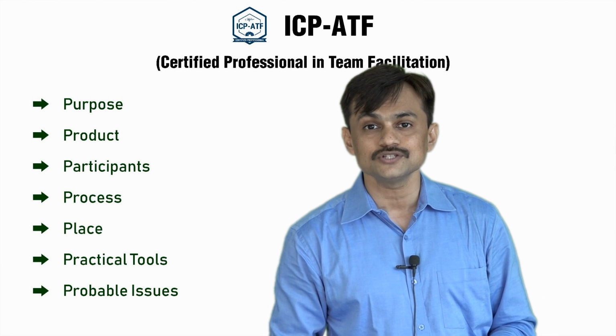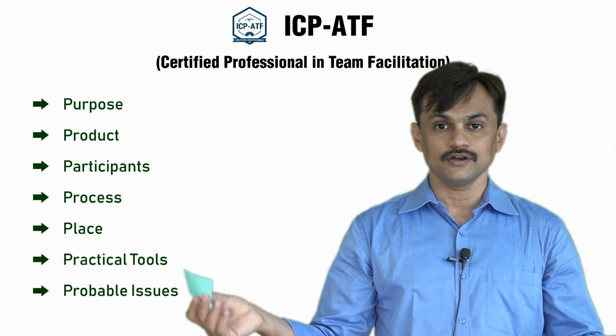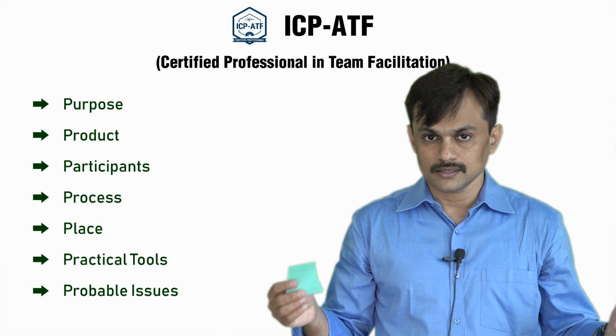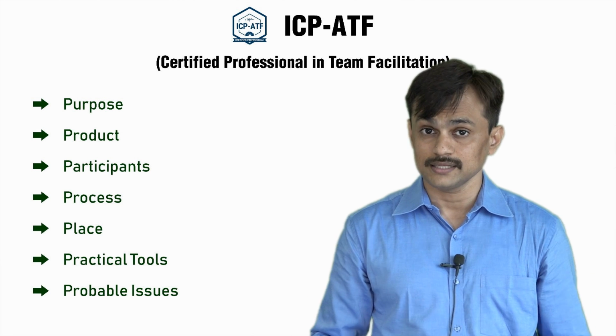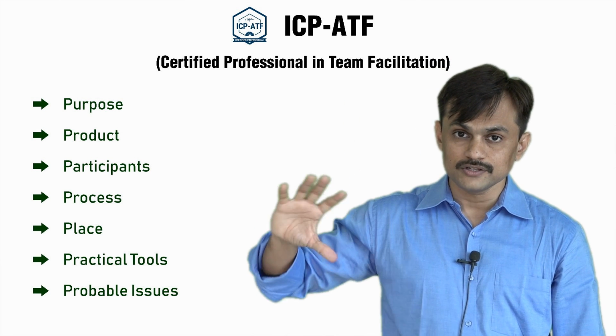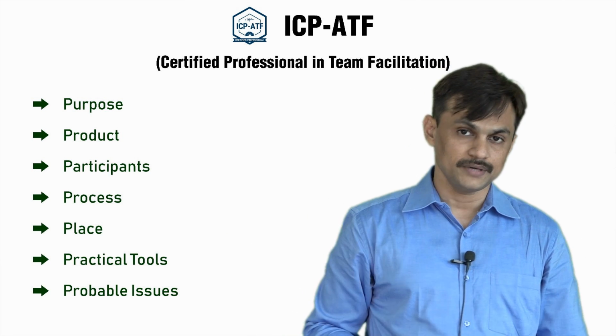The probable issues are all about what if the product owner doesn't come on time, what if a key development team member is missing for a sprint planning meeting, how do you handle that? All these probable issues make you plan some mitigation for that particular meeting.